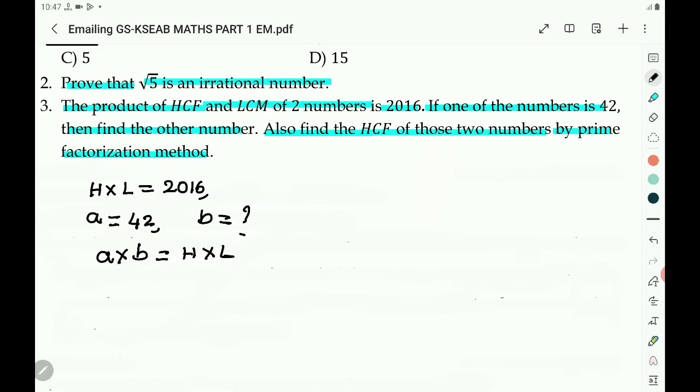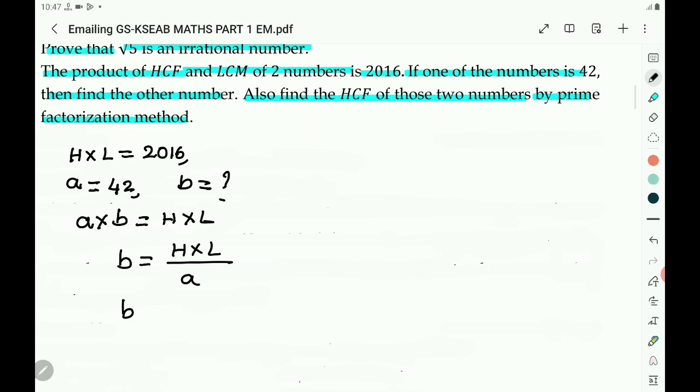A and b are two numbers. H and l are their HCF and LCM. Then you write here second number b is to be found out. Then you write b equals h into l by a. B equals h into l, which is directly given, that is 2016, by a, one of the numbers, 42.